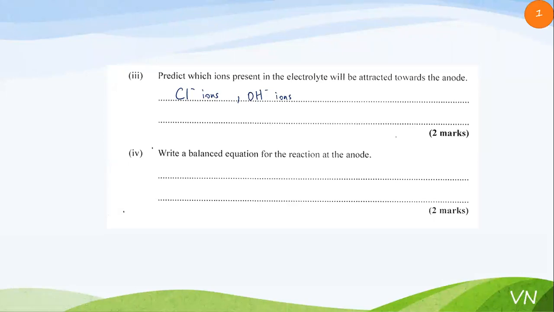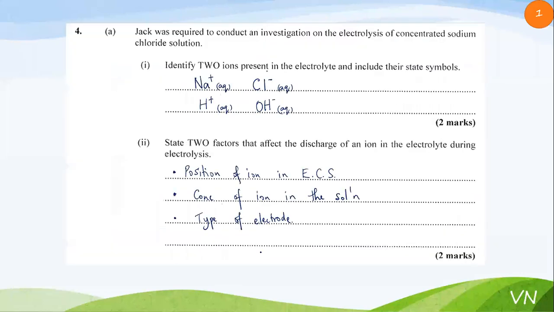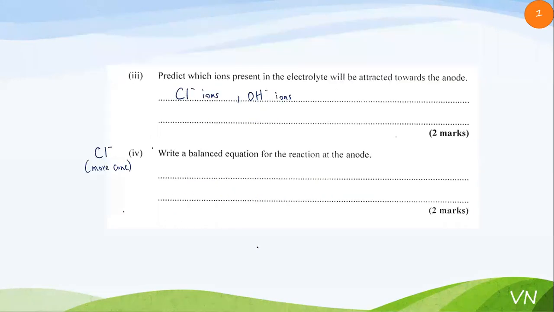All right, so only the persons who said chloride ions are correct. And why chloride ions? Because it's more concentrated. Remember, this here is a concentrated sodium chloride solution, so we expect that the sodium and chloride ions here are going to be more concentrated. So it is the chloride ions that will be discharged, and the reason being that it's more concentrated. The question didn't ask you for that, we're just doing a bit of revision there.